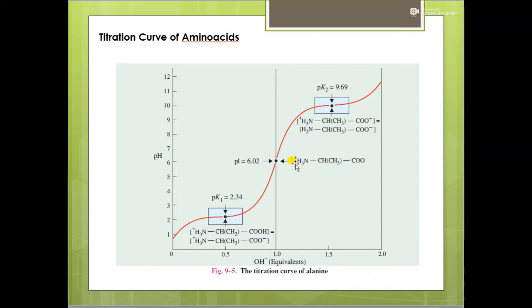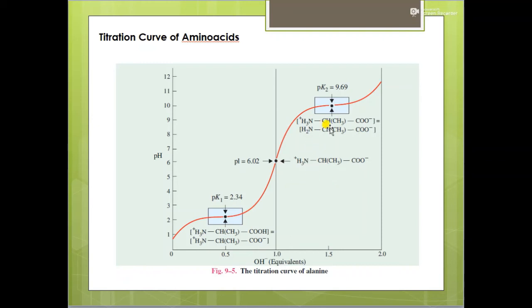So at this particular pH, you don't have these two forms; only one particular form of alanine is found. So it becomes totally a dipolar form, and the net electric charge is found to be 0.